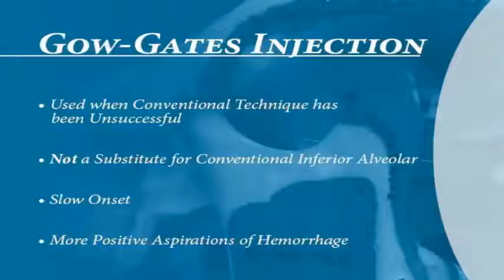The Gow-Gates injection. When the conventional inferior alveolar technique has been unsuccessful, the Gow-Gates injection is a good secondary injection technique for obtaining local anesthesia. This is not a substitute for the conventional inferior alveolar technique, and its disadvantages are: it has a slower onset, and it is associated with more positive aspiration of blood.